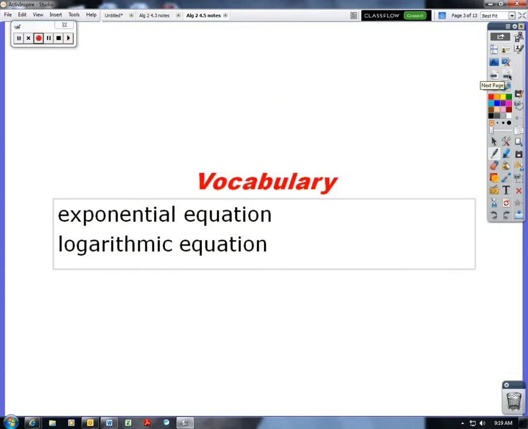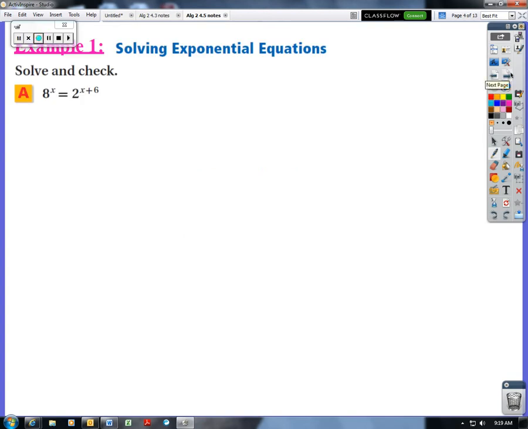Okay, vocabulary, pretty straightforward. And the first example. Here we have an exponential equation that we are going to solve. For this particular one, the easiest way to solve it is, because 8 and 2 are both of the bases, and they can both be written with base 2, that's going to be the fastest way to solve this probably.